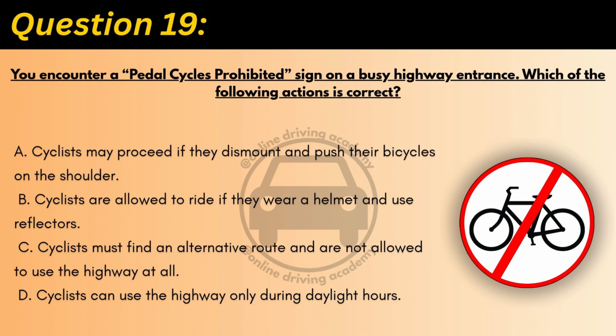You encounter a pedal cycles prohibited sign on a busy highway entrance. Which of the following actions is correct? Option A, cyclists may proceed if they dismount and push their bicycles on the shoulder.